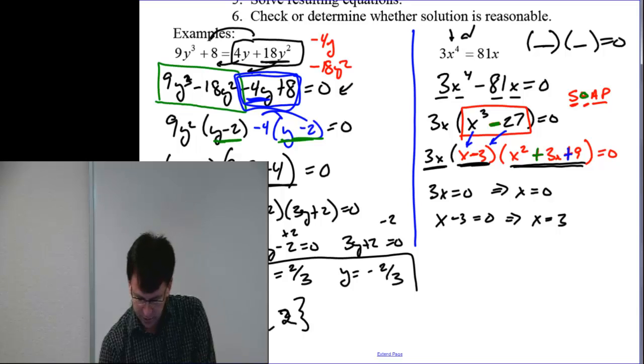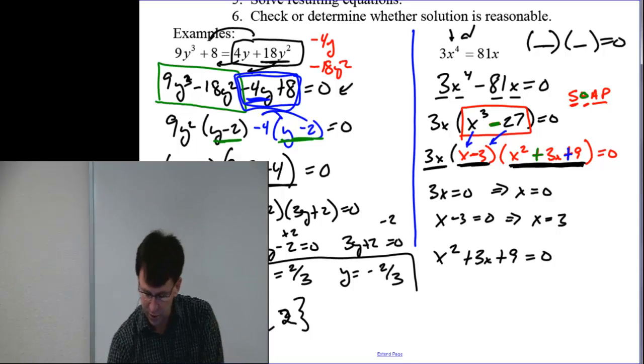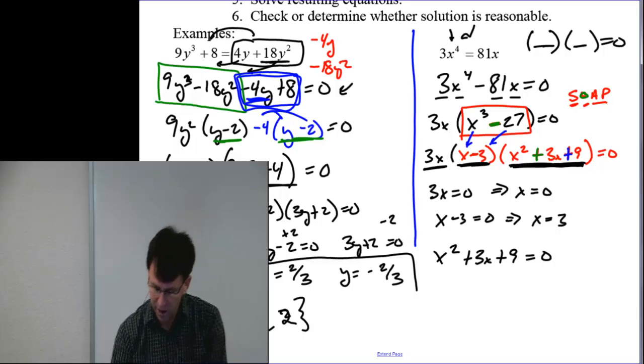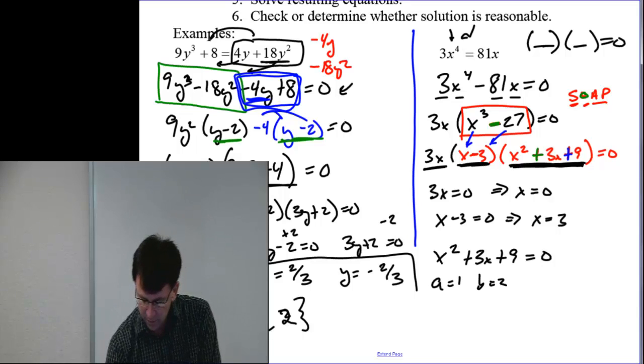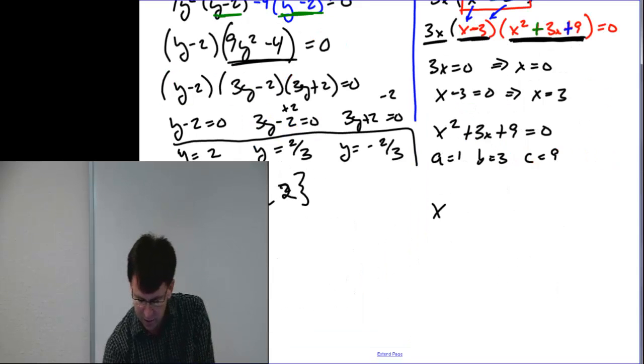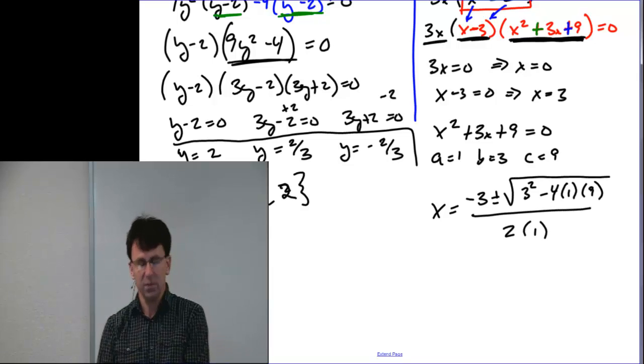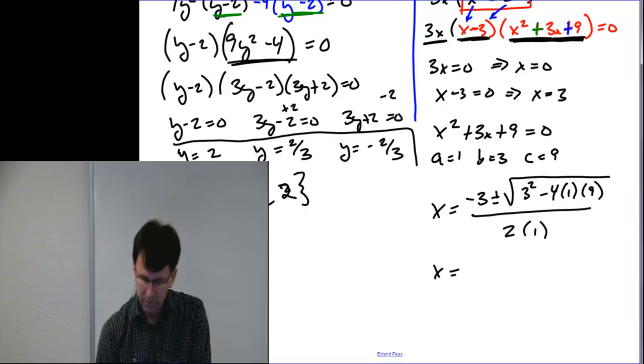Now, I'm going to take this last factor, which is this one right here, and that's going to be x squared plus 3x plus 9 equals 0. Like I said, it'd be nice if it factors, but it doesn't. But the good news is I recognize it as a quadratic, and I can see that a equals 1, b equals 3, c equals 9, and it's now time to plug it into that quadratic formula that we've memorized. So x equals negative 3 plus or minus the square root of b squared, which is 3 squared, minus 4 times a c, which is 1 and 9, all over 2 times a, which in this case is 1.